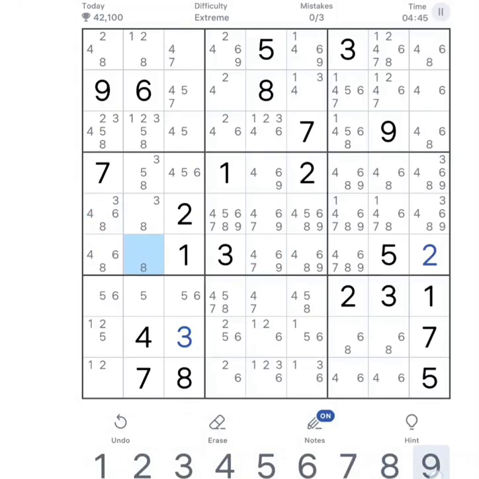9 cannot go here, so it can go anywhere here and here. 9 cannot go here, it could only go here and here. 9 can go anywhere here. And 9 cannot go here. It could only go here and here, which means it cannot go here, here, or here.